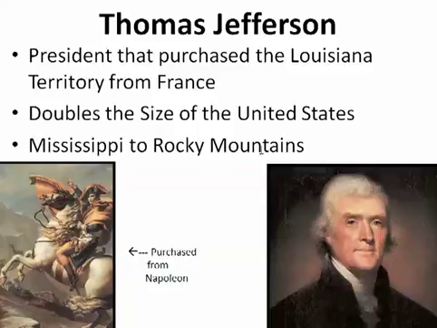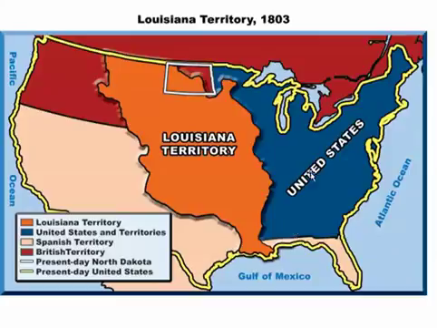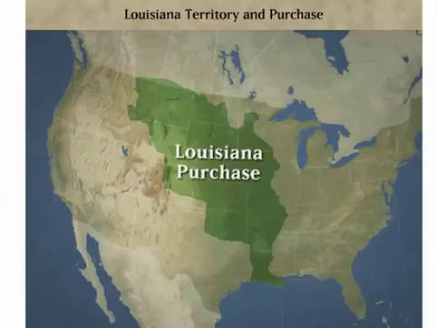So if we look at the United States before the Louisiana Purchase, here it is, blue. Spain owned Florida at the time. Here's the Louisiana Purchase. It's going to double the size of the United States. Okay, so territorial expansion is going to occur. Alright, so here's a different map of the Louisiana Purchase.